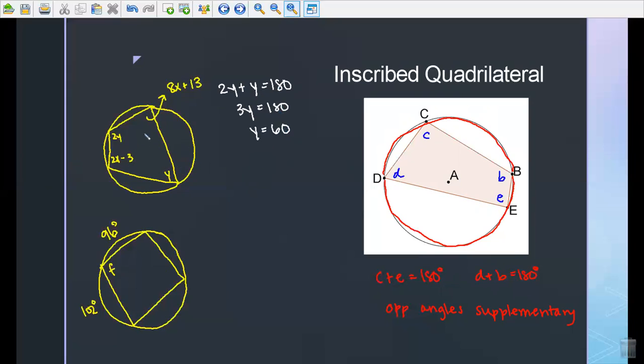Then I can do that again for my x's. They're opposite angles, so I'm just going to write it out.